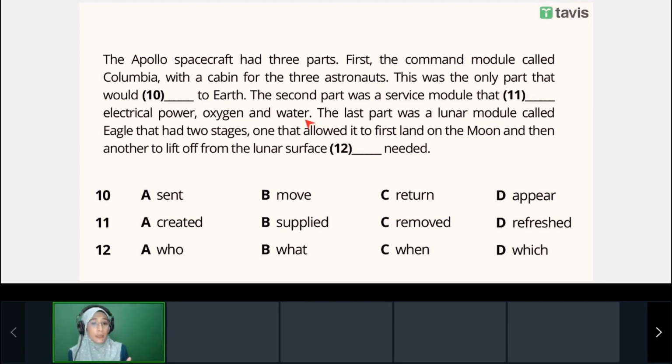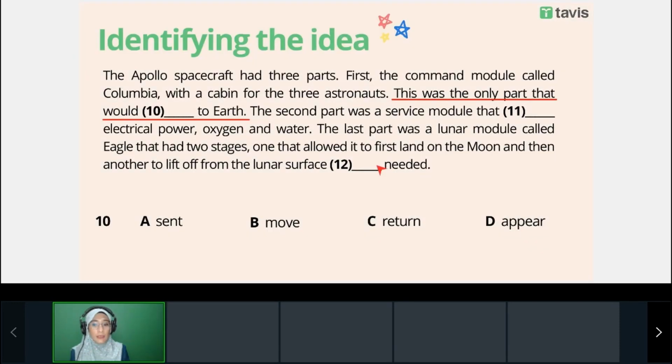Now they have a second part, which is the service module of this Apollo spacecraft. And they will also have a last part. The last part was a lunar module called Eagle that had two stages, one that allowed it to first land on the moon and then another to lift off from the lunar surface, something needed. Now let's try and identify the idea. First of all, we'll do question 10.